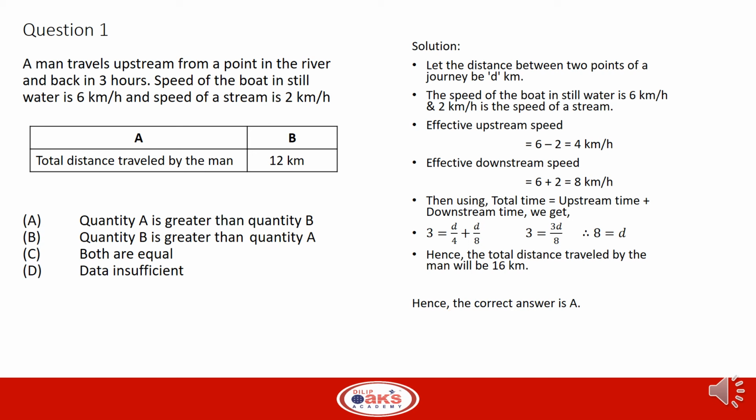Now, what is the key takeaway here? Key takeaway is the answer to the mathematical equation may differ from the requirement of the problem. For example, as you solve the equation here, you got d equal to 8. But I am not supposed to compare d with 12 kilometers because quantity A says total distance traveled by the man. So total distance is not d, total distance is 2d. Okay, so you should be attentive to the requirement of the problem.